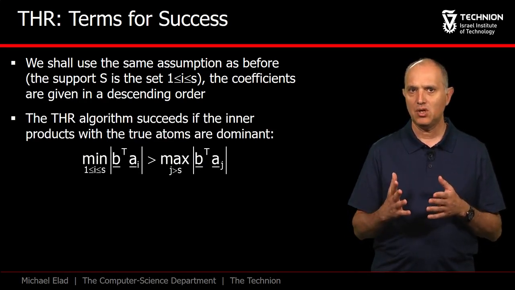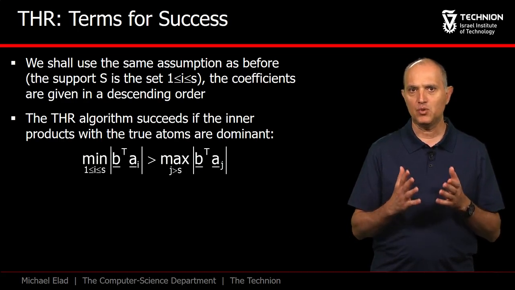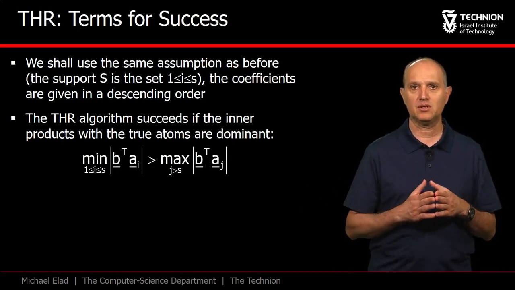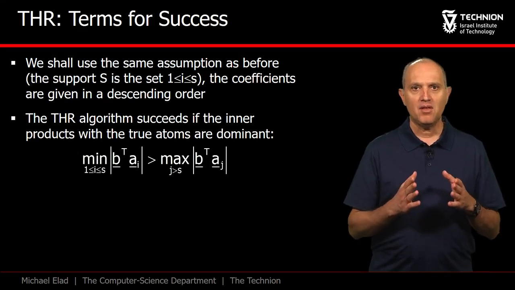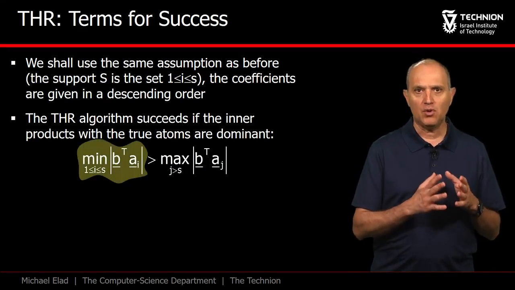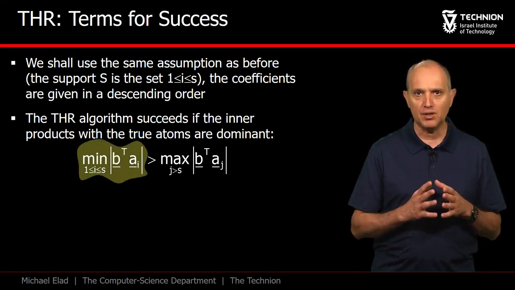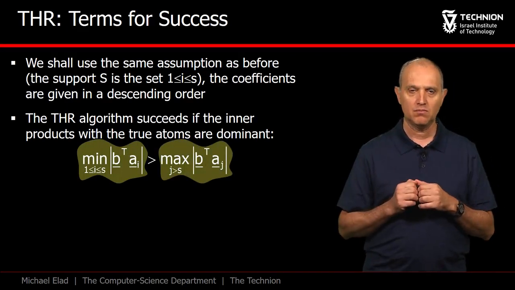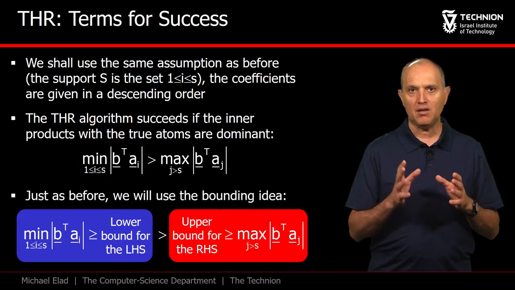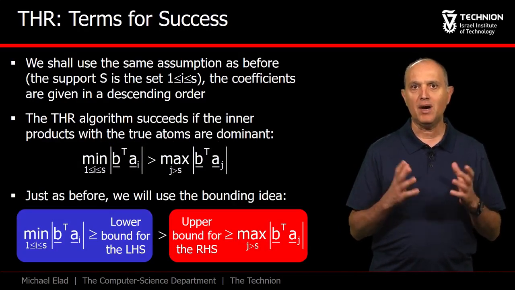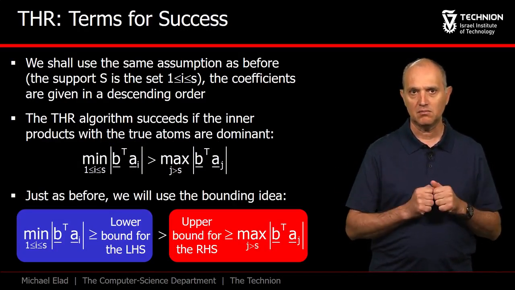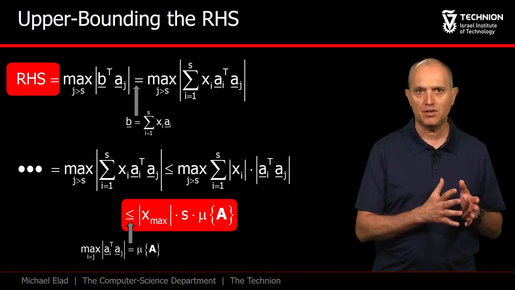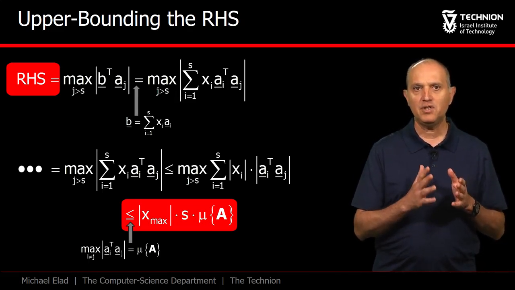This takes place when the inner product of b by the true atoms leads to dominant values when compared to the rest of the inner products. Put formally, the minimal absolute inner product with the true atoms should be bigger than the maximal absolute inner product with the wrong ones. As before, we will take these two expressions and replace them with bounds that are simpler to handle. At least when it comes to the right-hand side expression, the derivation is the very same one we had for the OMP.